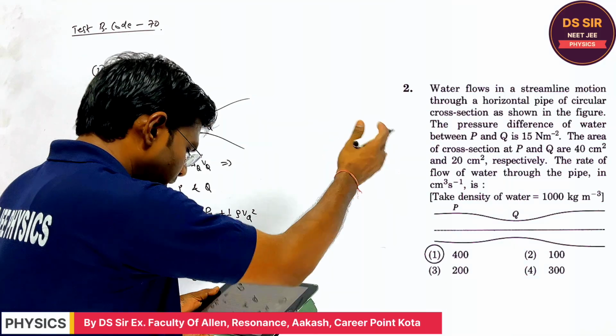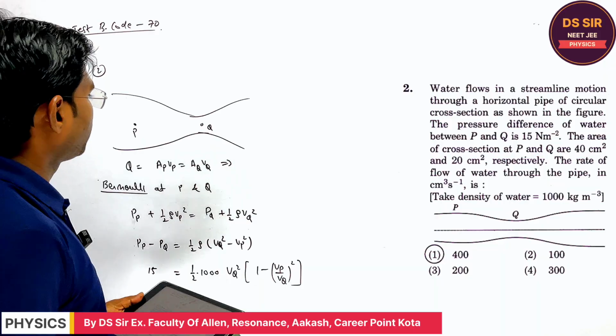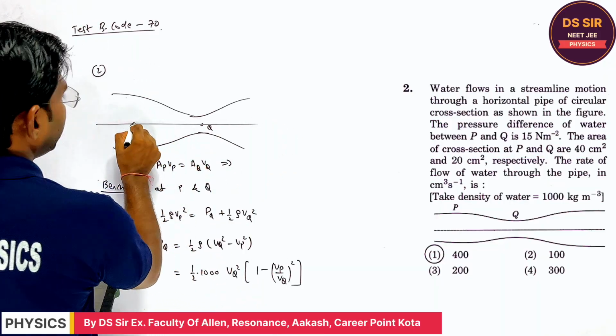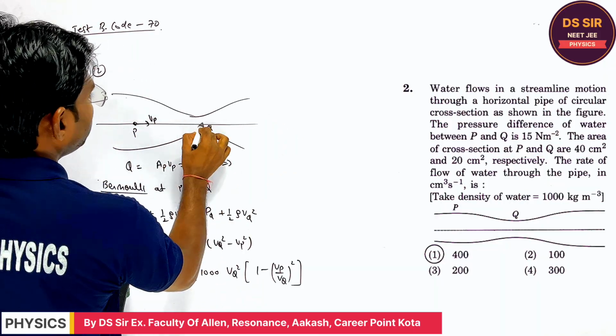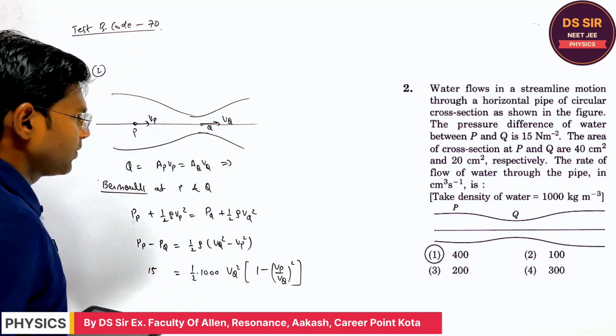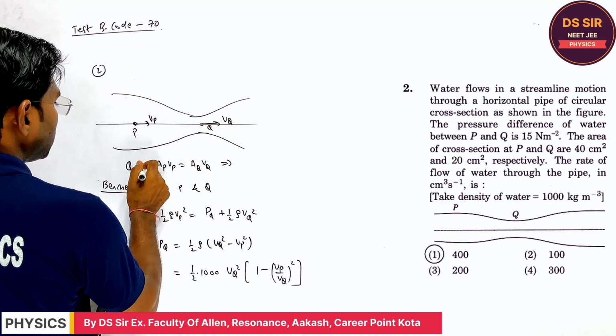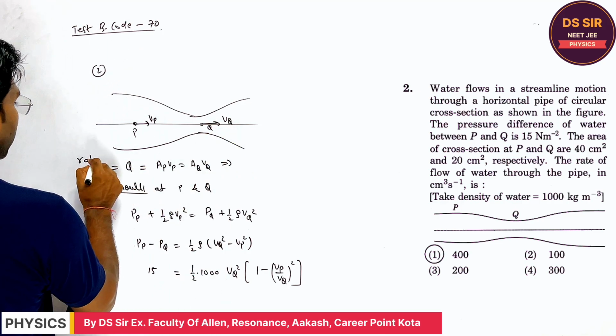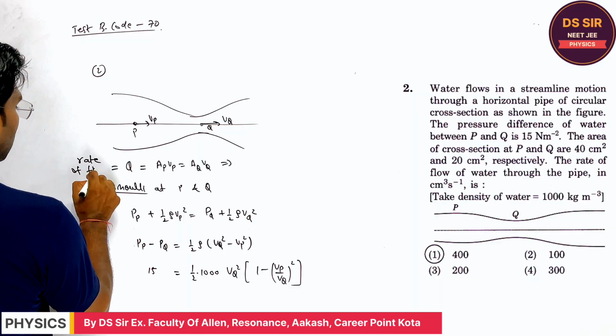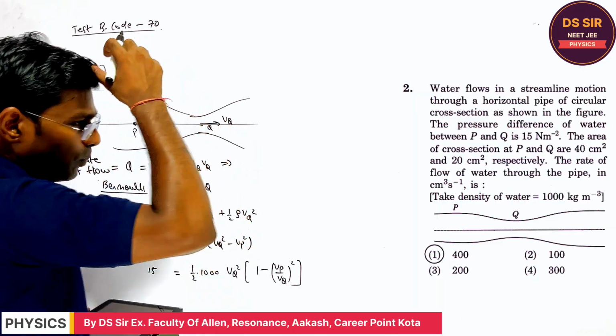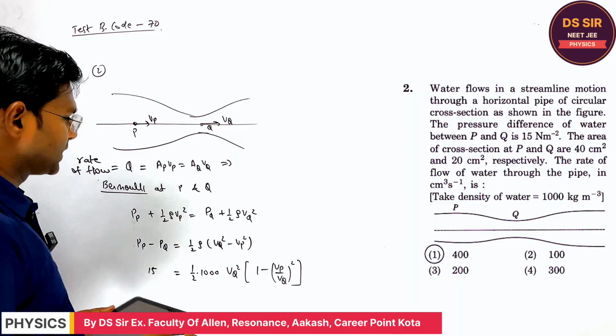So read this second question. This is based on the Bernoulli equation. This is the tube. Here at point P, the velocity is assumed to be Vp, and the velocity of the liquid at Q is Vq. This is Q, the rate of flow of liquid, in meter cube per second or centimeter cube per second.